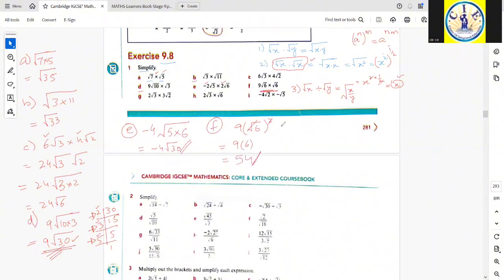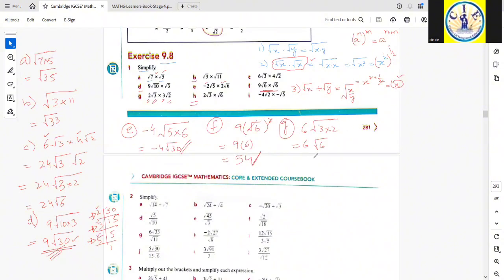That is its answer. Okay, now part G. This 2 is to be multiplied with this 3 to give 6, and then radical 3 times radical 2. We can combine them under the single radical sign. So this is 6 times radical 6. And that is its answer.